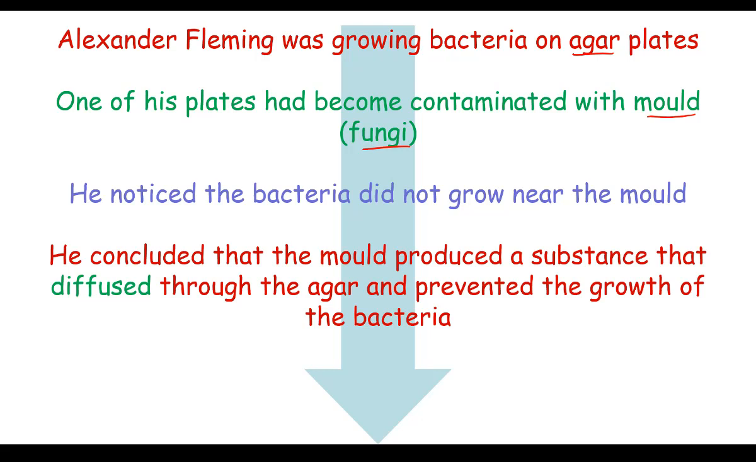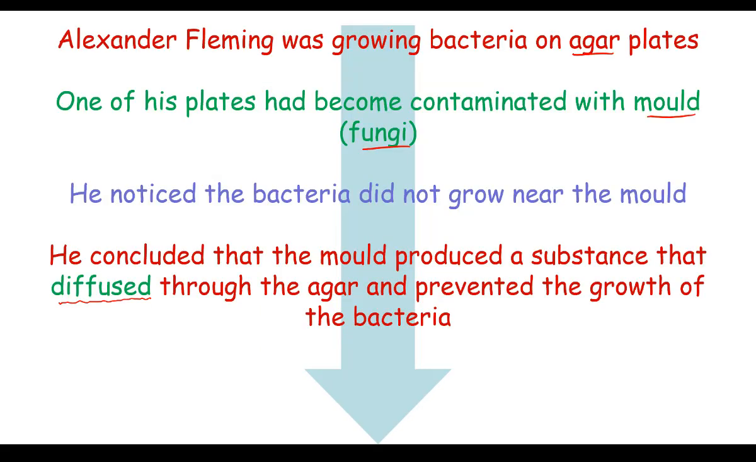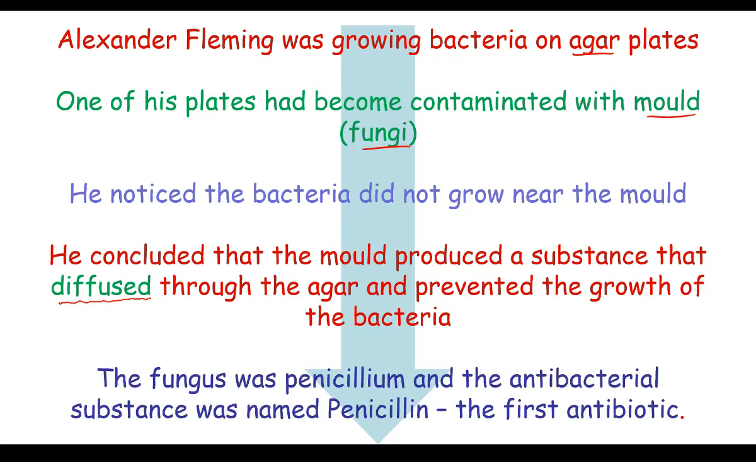So he concluded that the mold produced a substance that must have diffused through the agar and prevented the growth of the bacteria. Now, what I mean by that is this unknown substance must have produced a substance which diffused from an area of high concentration to lower concentration through the agar. As the substance diffused, it prevented the bacteria growing. The fungus then was known as penicillium, and the antibacterial substance was named penicillin, and that was the first antibiotic.